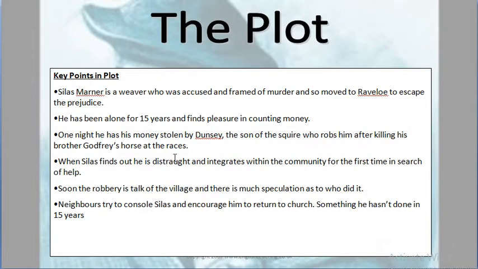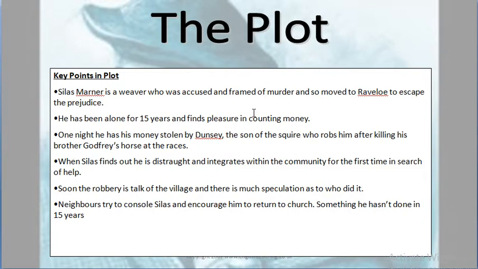The plot, key points of plot of Silas Marner. Silas Marner is the major character of the novel. Revolving around him, the whole plot develops, climax, and then relaxation or anticlimax, and then conclusion. Silas Marner is a weaver who was accused and framed of theft, not murder actually, and so moved to Raveloe to escape the prejudice. He has been alone for 15 years and finds pleasure in counting money.